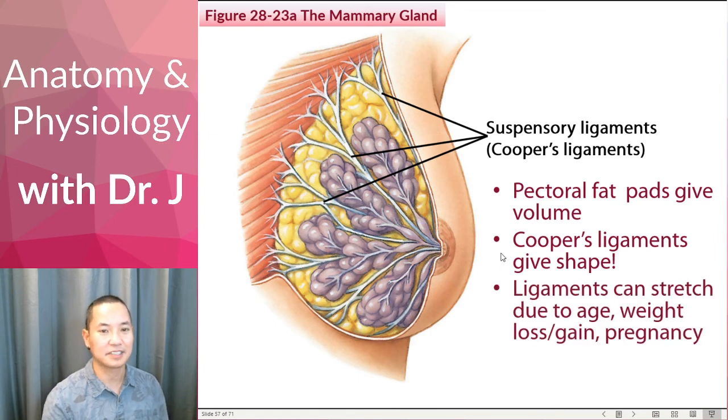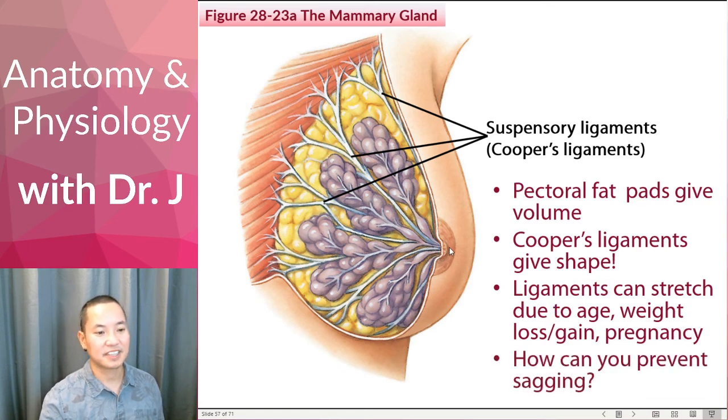Now, ligaments are connective tissue, but they can also stretch due to age, weight loss and gain, and pregnancy. So sometimes women who do yo-yo dieting, where they lose or gain weight very rapidly, might actually have permanent changes in the shape of the breasts, as well as from pregnancy and age. So a woman's overall shape of her breasts will change as she goes through life due to all of these factors.